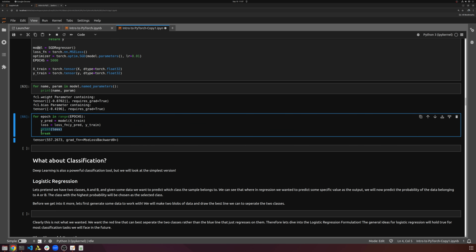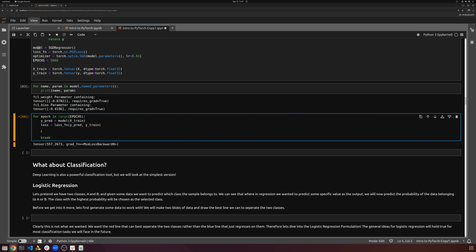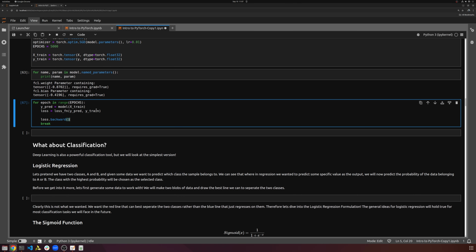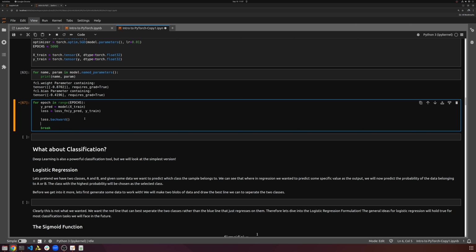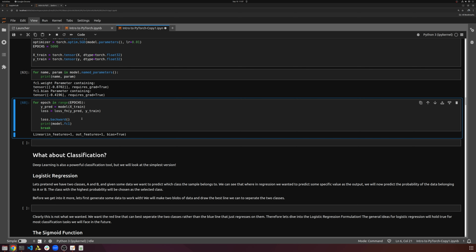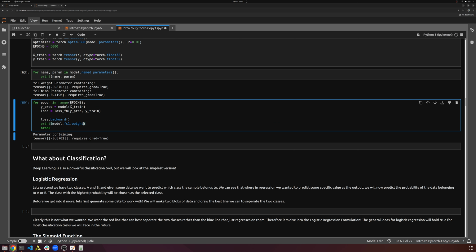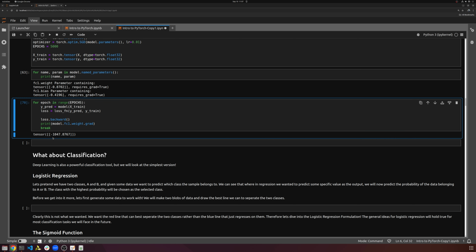Now for the important part, right? Let's first do loss.backward, right? Just like we did dot backwards before, it will compute the gradient of everything with respect to the loss function. So if we do print model.fc1, right? That's the layer, dot weight or bias, either one. And then we do dot grad. This is the gradient. This is the derivative with respect to the loss function.